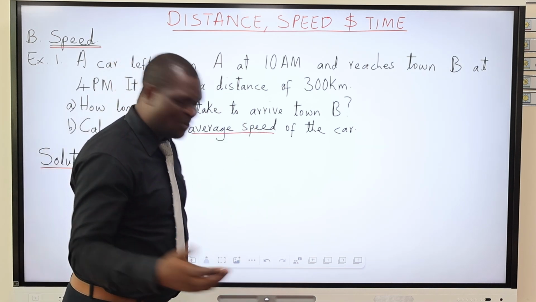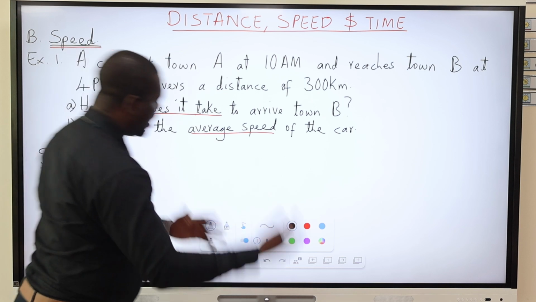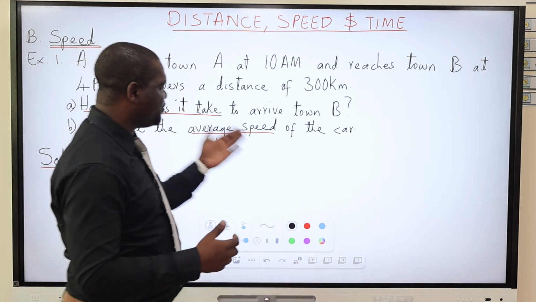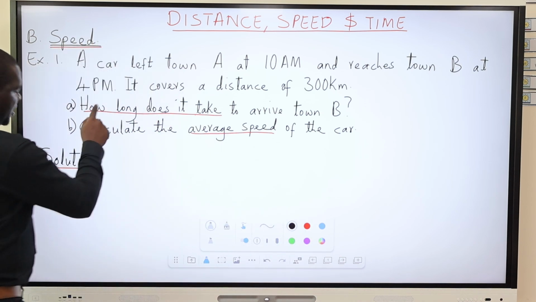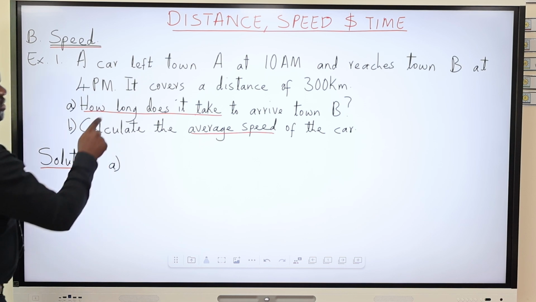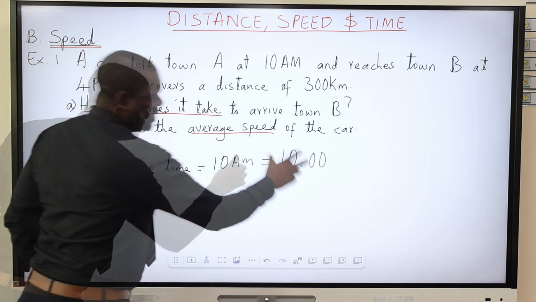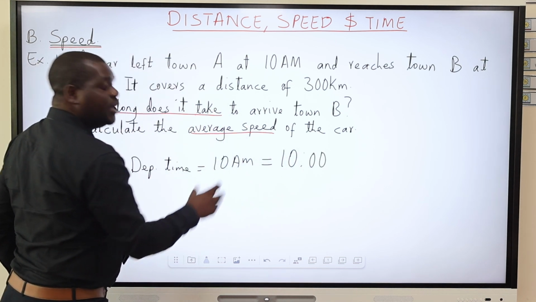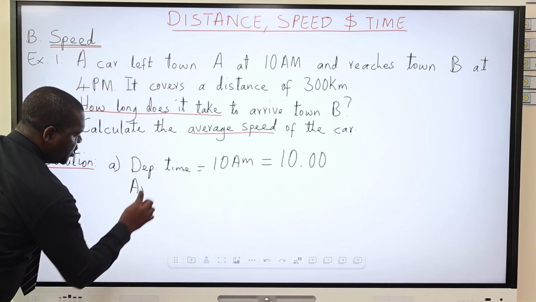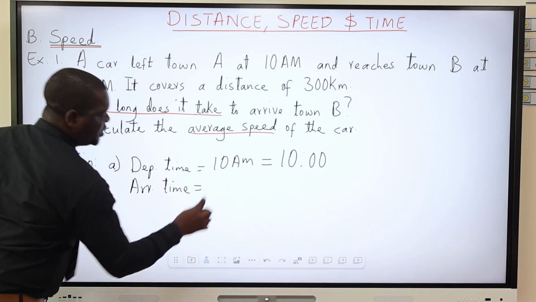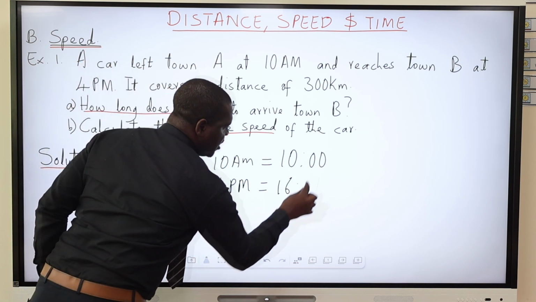But because knowledge has no bounds, we want to equally calculate the time that it takes from town A to town B. And this time will help us to find our average speed. So let's move from what we know to what we don't know. The first thing, as far as A is concerned, is to calculate the departure time, which is 10 a.m. To better solve this, we are going to convert our time to the 24-hour clock so that we can easily subtract. And we equally look at the arrival time, which is 4 p.m. And 4 p.m. is 16 hours of the day.